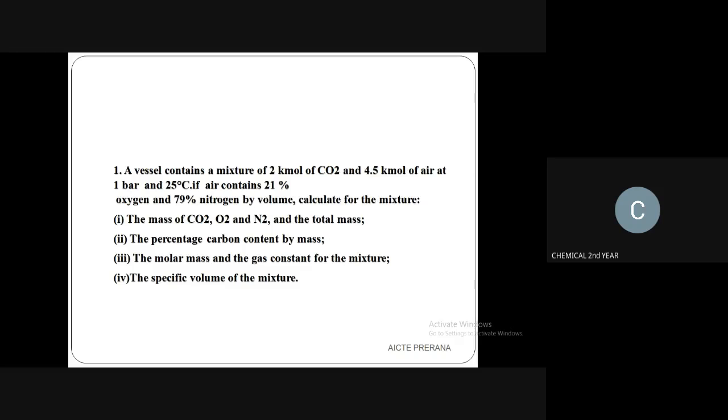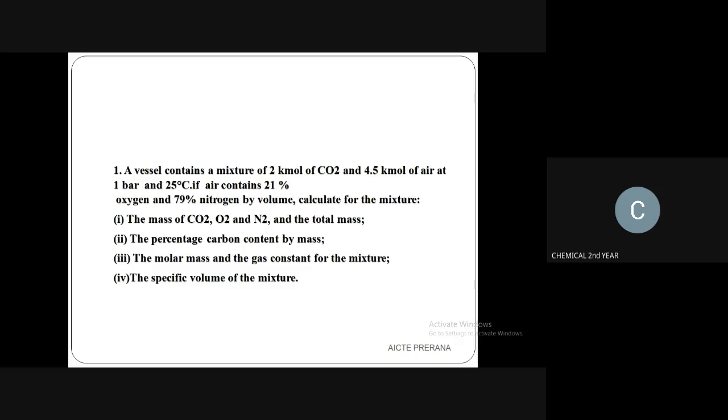Not only mass transfer and heat transfer, but also fluid mechanics. The main core paper for chemical engineering is transport phenomena, and transport phenomena is the basis of mass transfer, heat transfer, and fluid mechanics. Among that, we are going to see some problems for mass transfer.